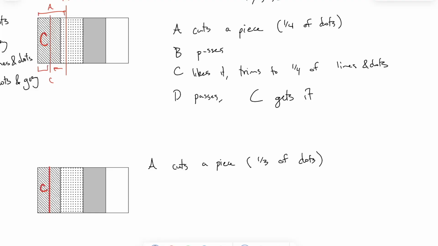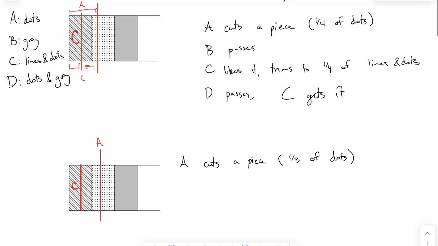So I'm going to put it, maybe I meant to write it in red. Maybe there, something like that. I'm trying to take 1/3 of the dotted region. This is hard to draw precisely. Do your best, and it'll probably be fine. All right. So A cuts a piece which represents 1/3 of the dotted region. We send it to the others and see if they like it.